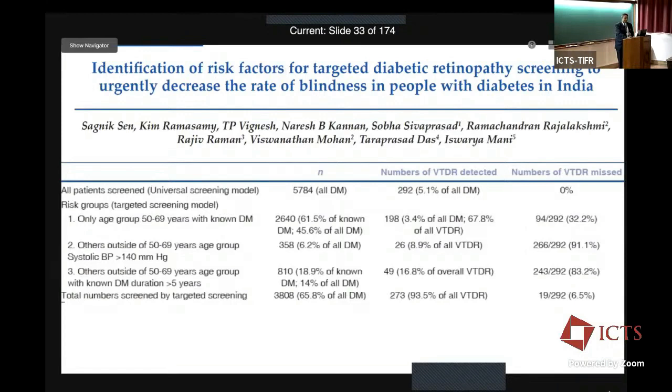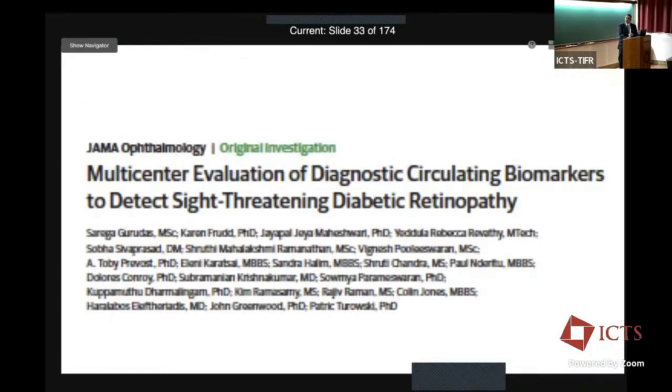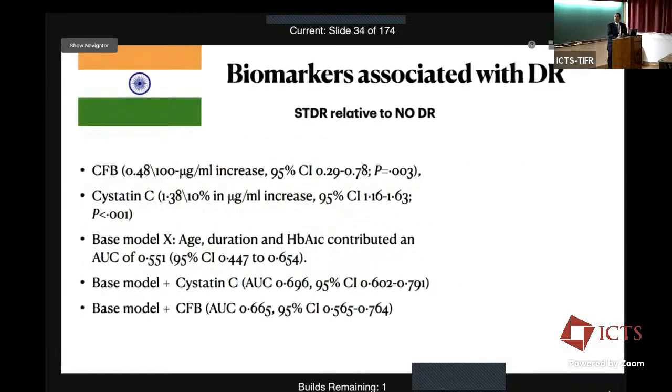with diabetes. This was another work where we looked at a blood-based biomarker. Can we use a blood-based biomarker to detect vision-threatening retinopathy? This was done in parallel in India and in the UK at Moorfields Eye Institute. We looked into 16 circulatory biomarkers and tried to find which are the best ones. Can we do a blood test and see whether a person has retinopathy?